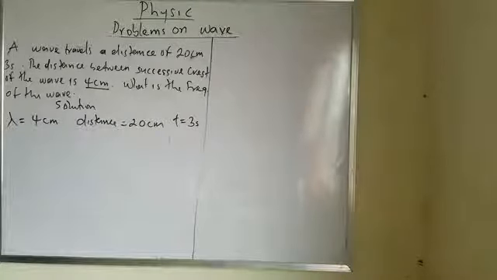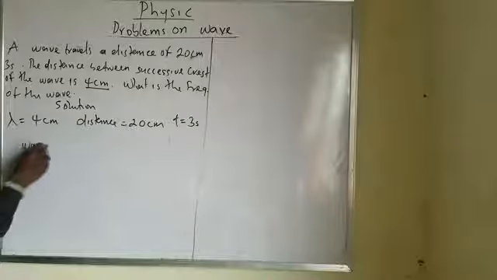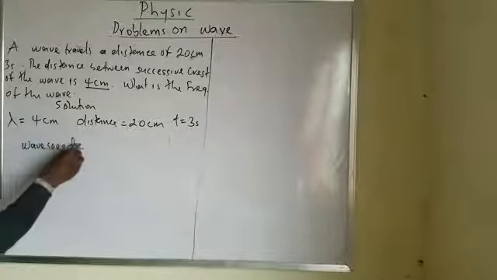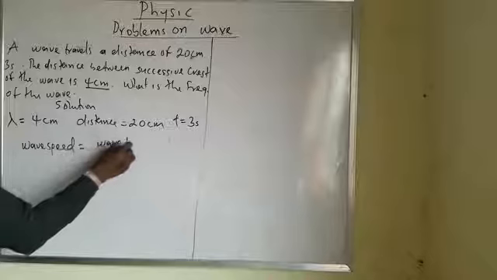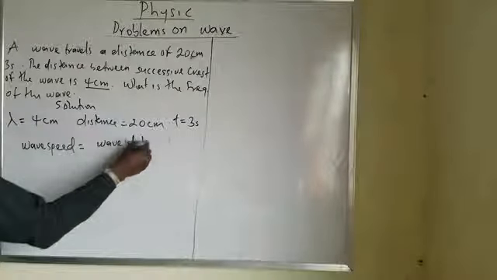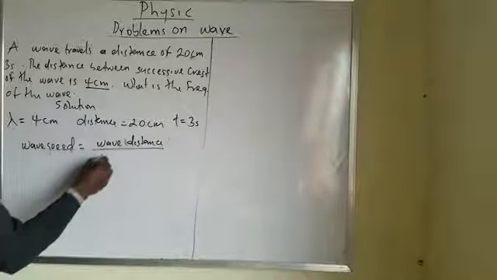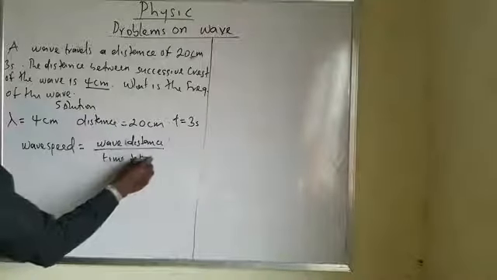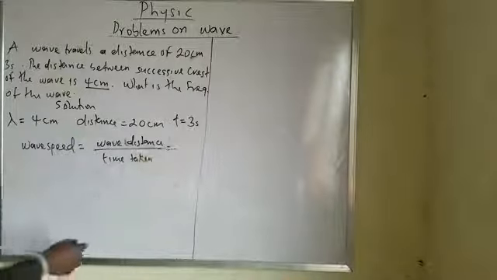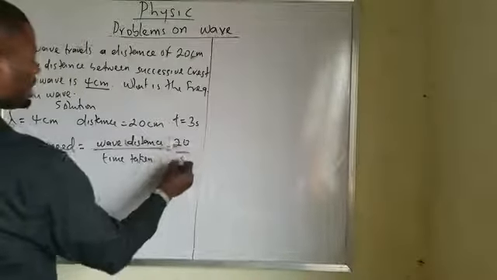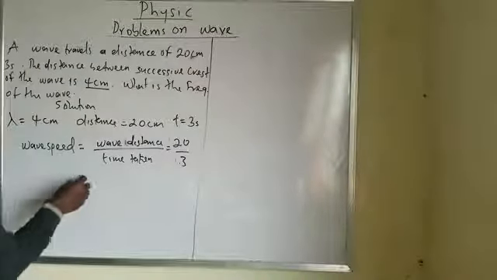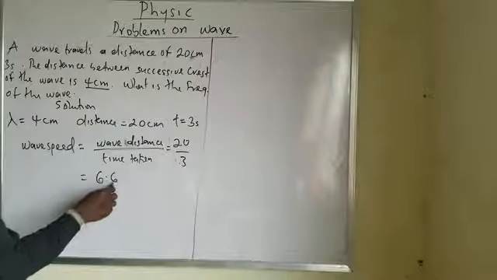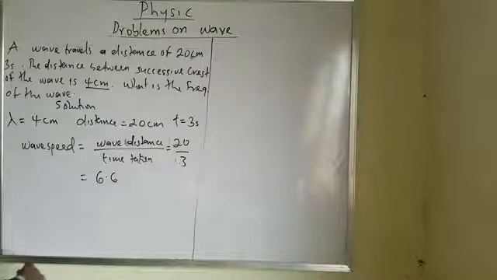Now, I can say that my wave speed equals, which I've explained in the previous video, wave distance divided by time taken. What is our wave distance? We have 20 divided by time taken, which is 3. I have it as 3. Now, it will be 6.6. Yes, 6.6.